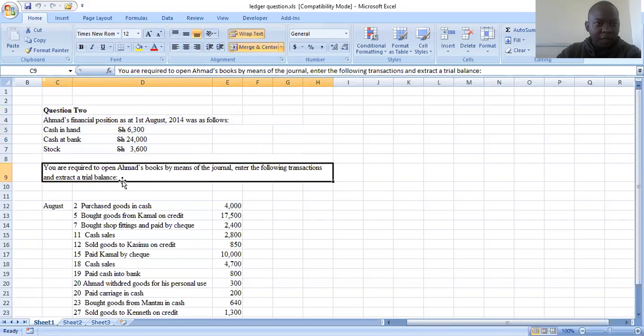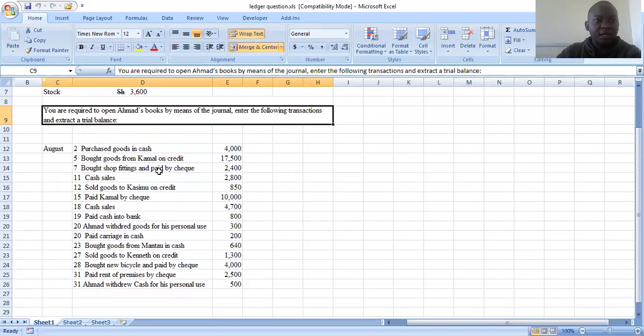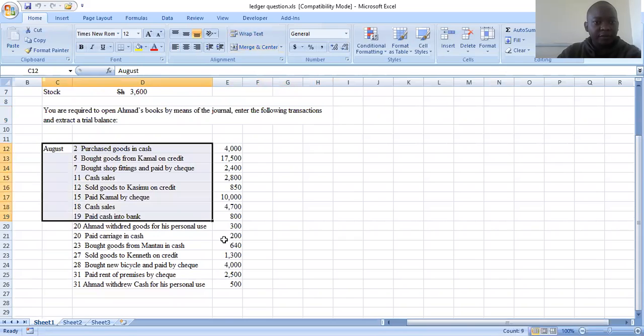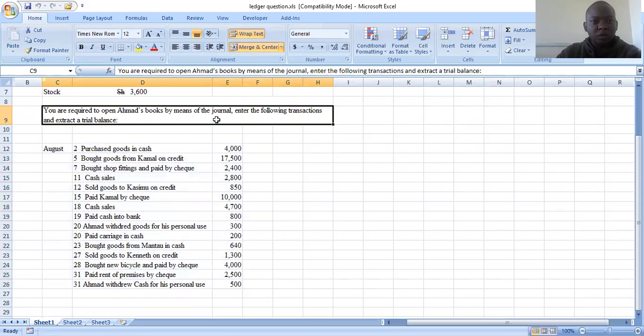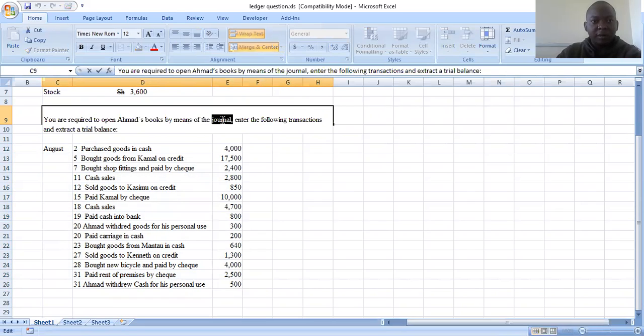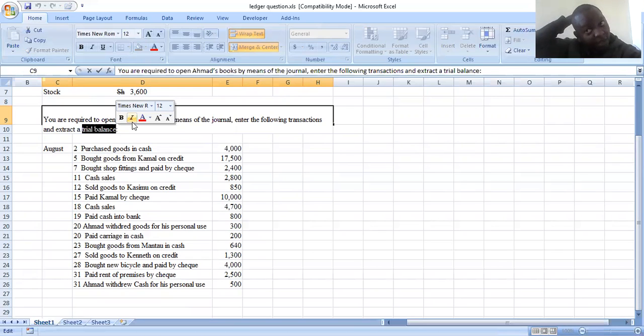Then we are required to open Ahmad's books by means of the journal, enter the following transactions, and extract a trial balance. So we are required to do three things: do the journal, and then we enter the transactions in the ledger, and then we extract the trial balance. Now I haven't covered the journal, but let's do it as an example.